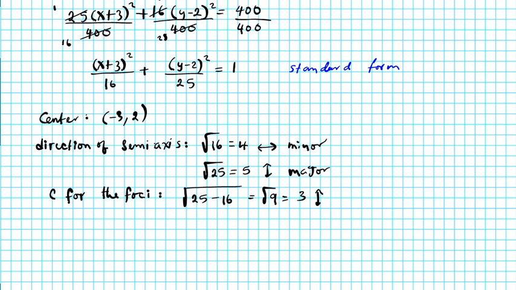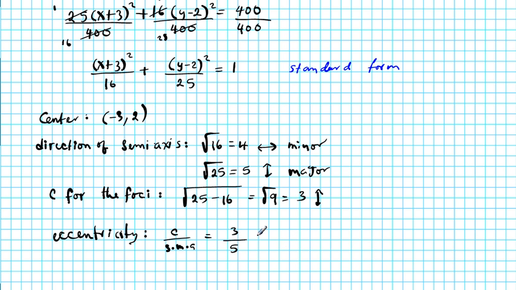Alright, eccentricity. How close is this ellipse to a circle? How close is it to 1? Eccentricity. Let's see. Eccentricity is basically c over the semi-major axis, the value, whatever that is. c is 3. Semi-major axis is 5. So that's basically what it is. 3 over 5. Okay?